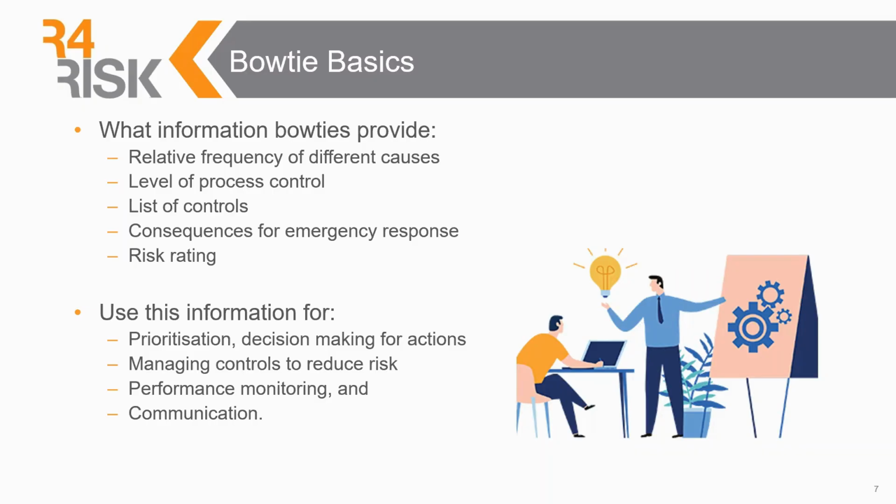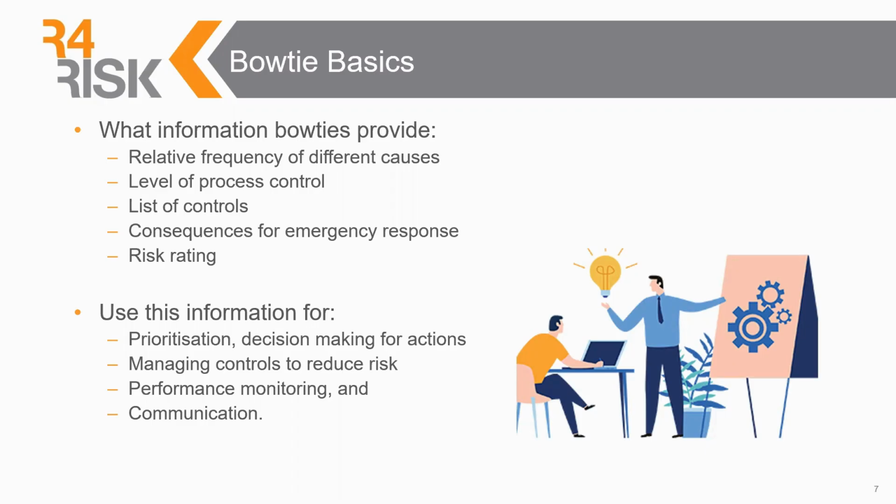The information we can get from a bow tie includes the relative frequency for different causes. So what are our most likely causes? Where do we need to focus? The level of process control. Do we have a lot of control over our causes or consequences, or do we have some gaps? Are there areas where we have no control? Of course, we will get a list of controls so that we know where we need to focus our maintenance efforts.